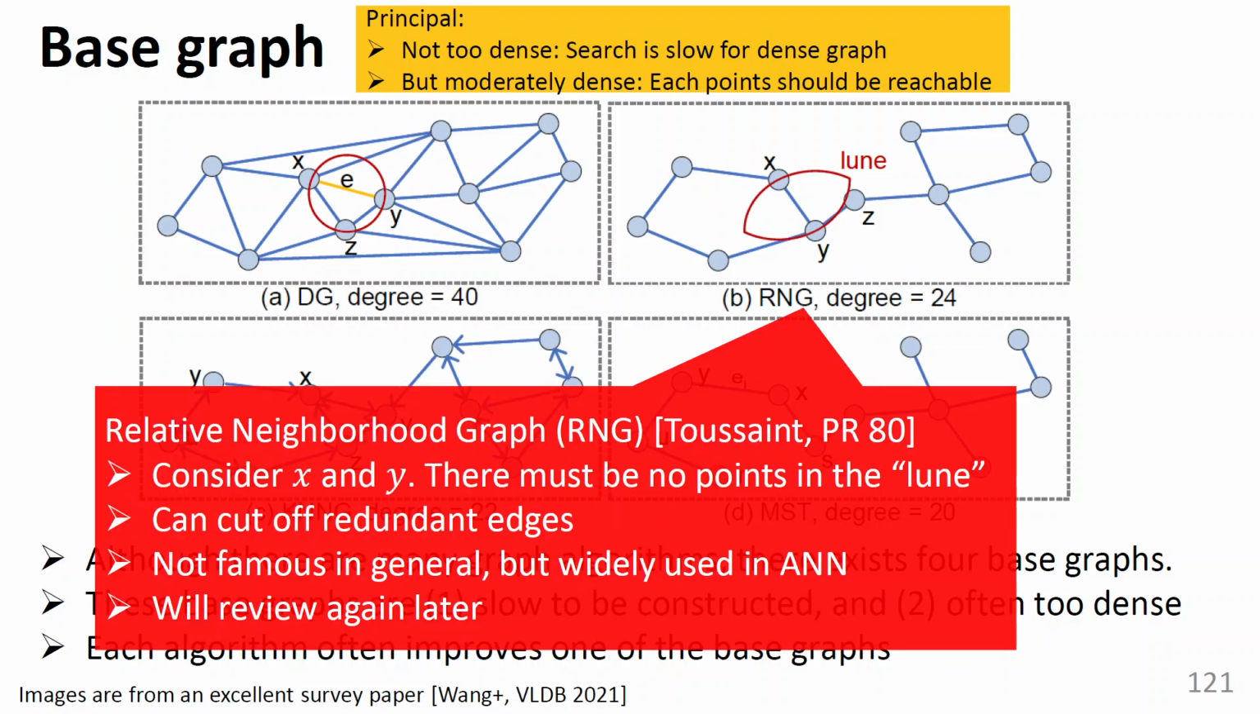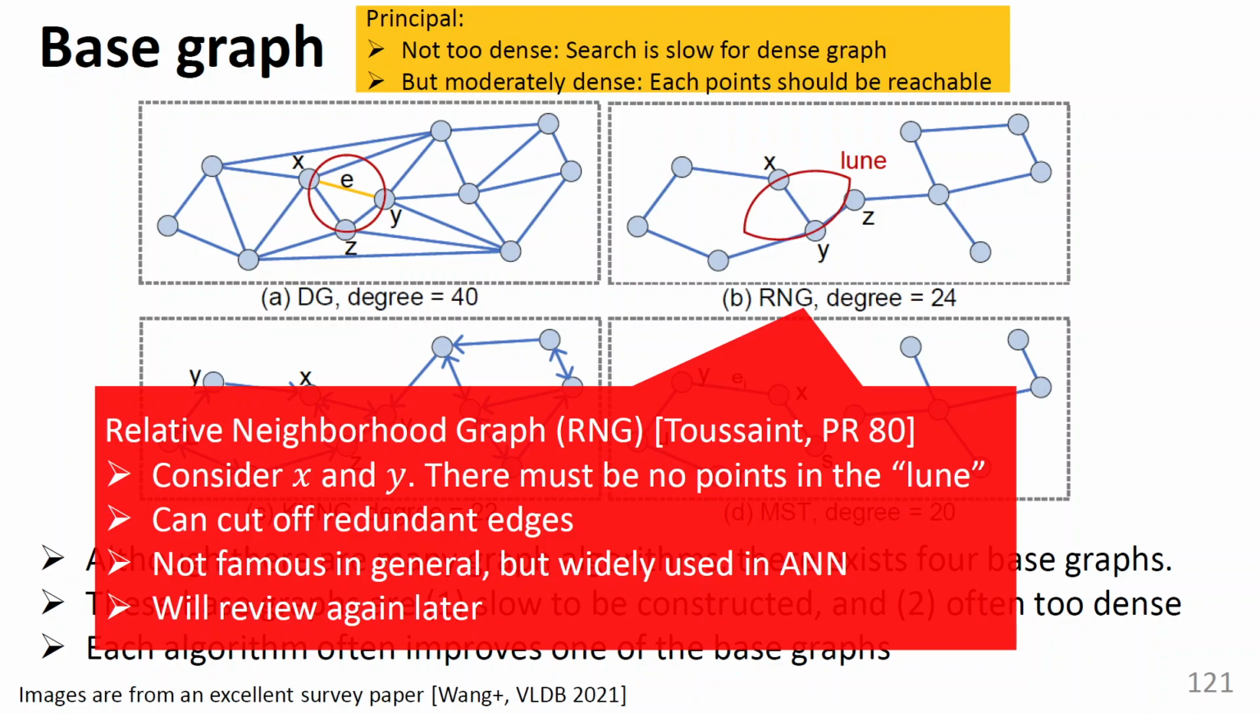Okay, the second is called RNG. RNG, its full name is relative neighborhood graph. Okay, so the idea is this. You can see the degree is less. It's only 24 degrees in this graph. And then you see the connection is sparse. Okay, it's more sparse than the DG.